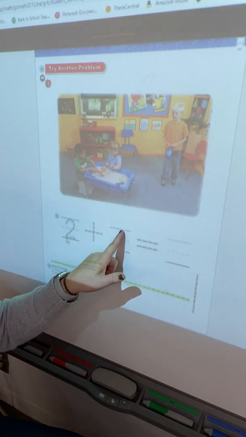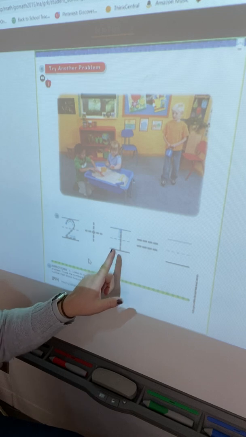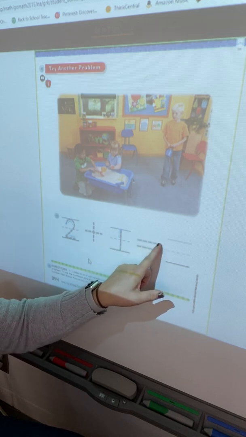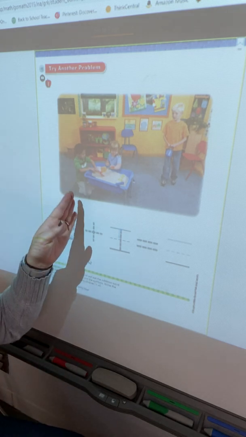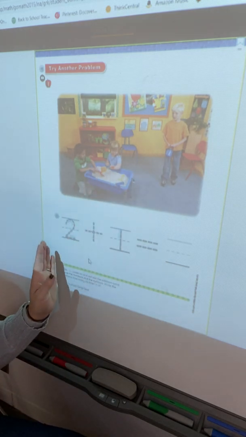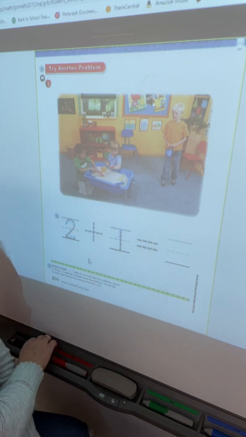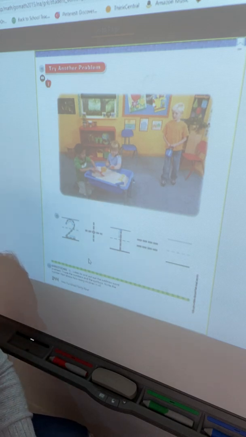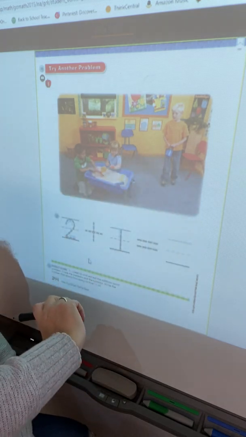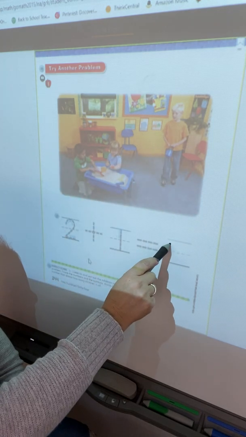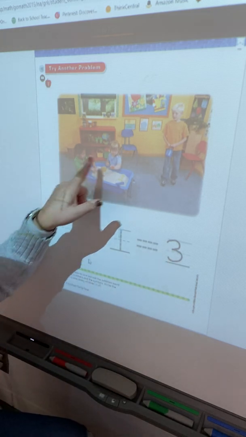1 more wants to come along. If we have 2 plus 1, trace this symbol. What's this? Equals. If we have 2 and 1 more comes along, 2 plus 1 equals how many all together? How many friends will there be playing in the sandbox all together? Did you say 3? I can't trick you guys. You're so smart. 1, 2, 3.